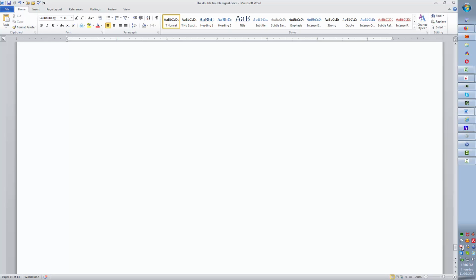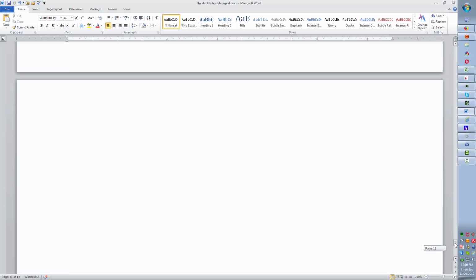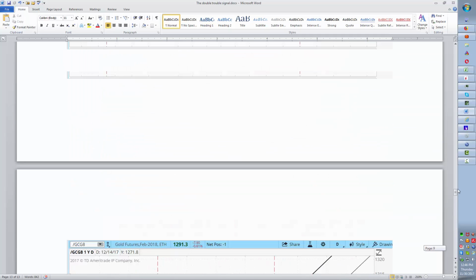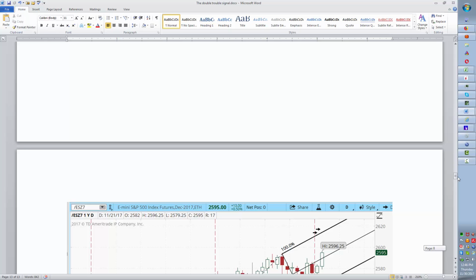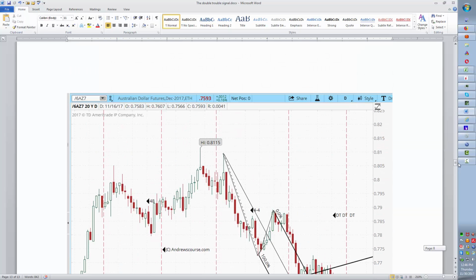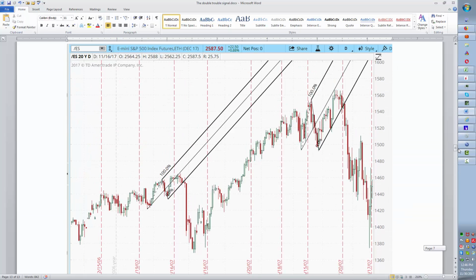But I think that this particular approach that I'm using will make life a lot more fruitful and a lot easier for someone who's starting out with Andrews, because it's a result of years of research that I've done. So that's the long and short of it. That's the little thing on the Babson reversal line and the double trouble signal. Okay.